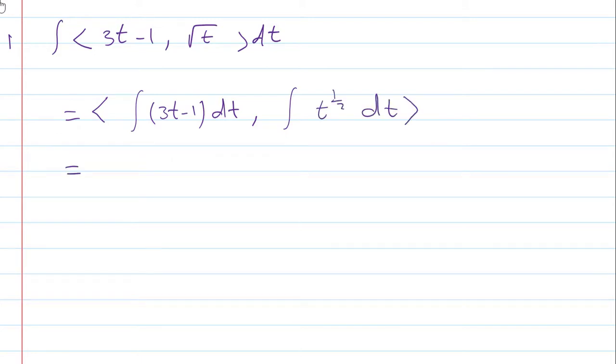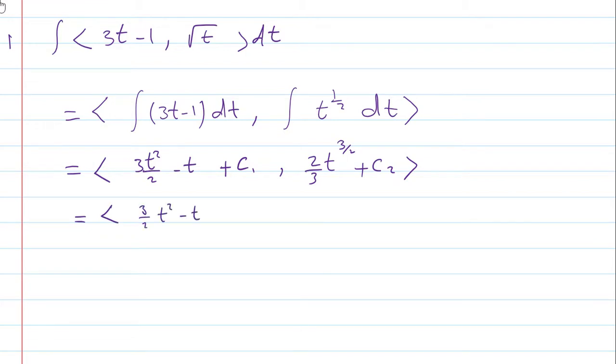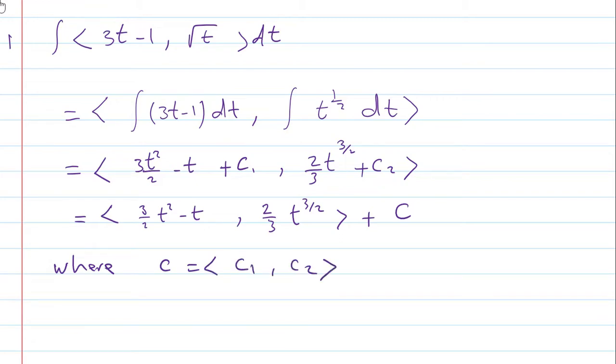Let's integrate. The integral of the first component is going to be 3t squared divided by 2 minus t plus constant c1, while the integral of the second component is going to be t to the power half plus 1, which is 3 over 2, divided by 3 over 2, plus constant c2. And this can be written as the vector with first component 3 over 2 t squared minus t, second component 2 over 3 t to the power 3 over 2, plus the constant vector c, where the constant vector c is the vector with c1 and c2 as its components.